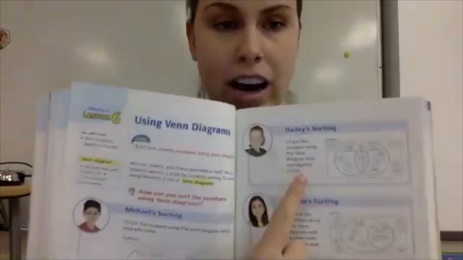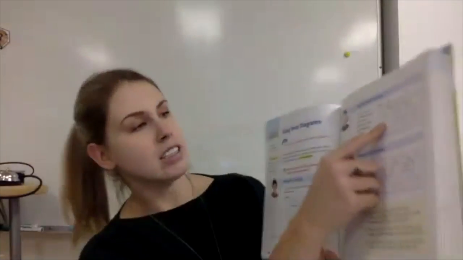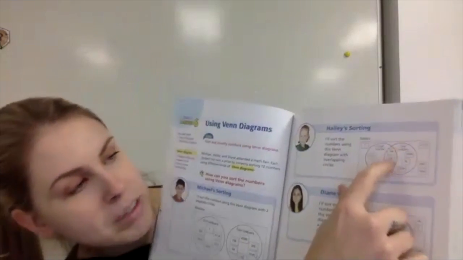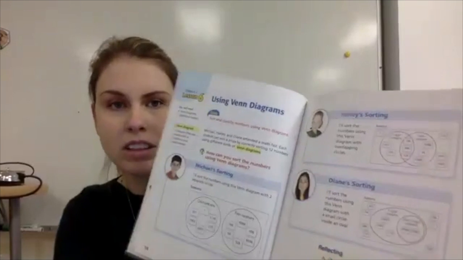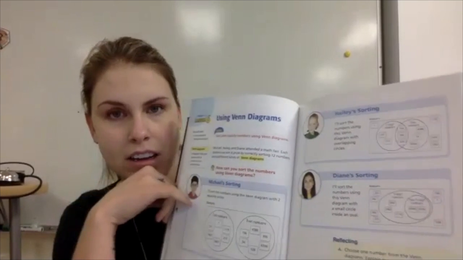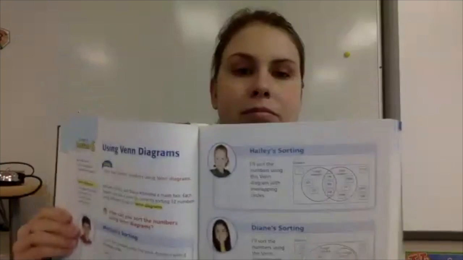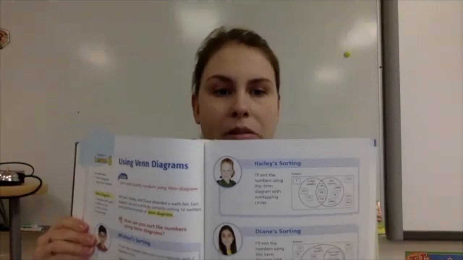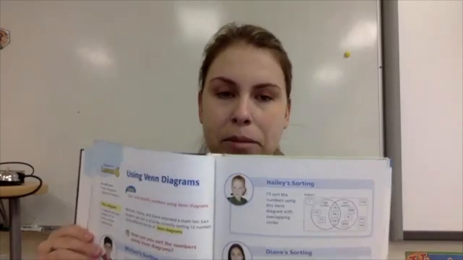Haley, if you look over on page 129, she sorted the numbers using the Venn diagram with overlapping circles. So, I wish this iPad worked. If you look at her Venn diagram, there's a circle here that says 3-digit numbers, and this circle says even numbers. What does it mean if numbers are in the middle? Bennett? I think it might be they're both. Yeah, they're 3-digit numbers and they're even numbers.